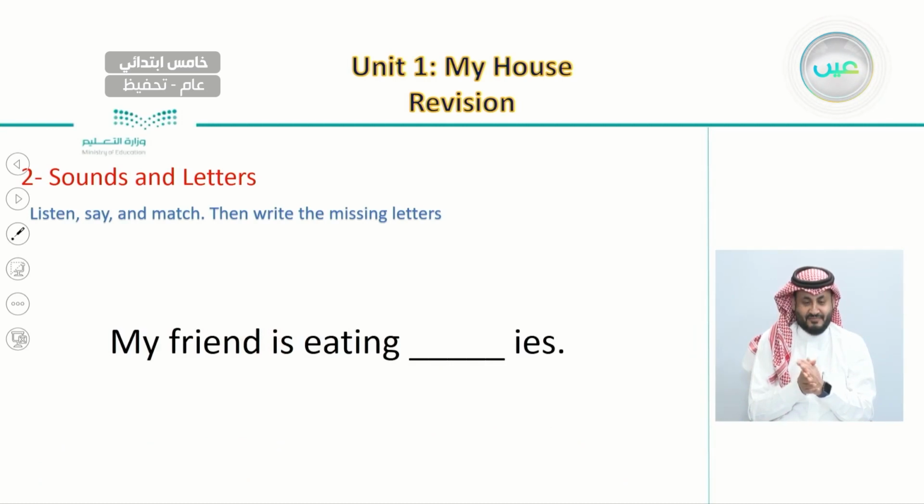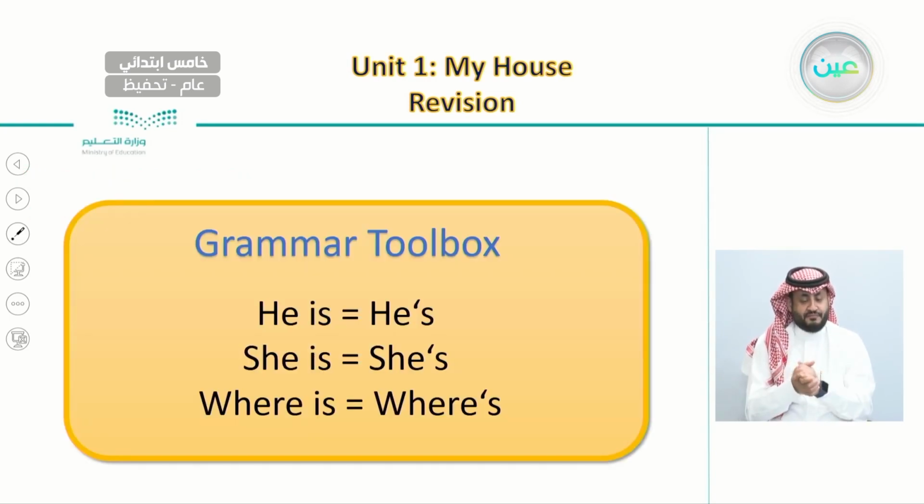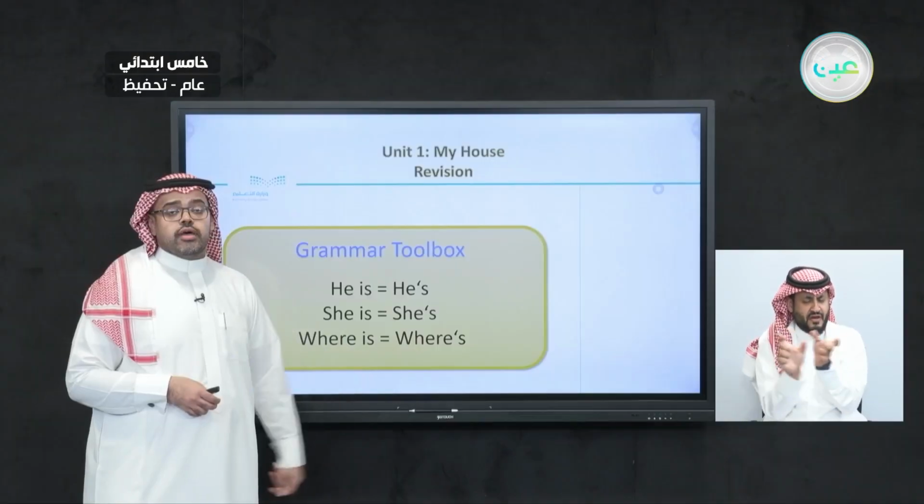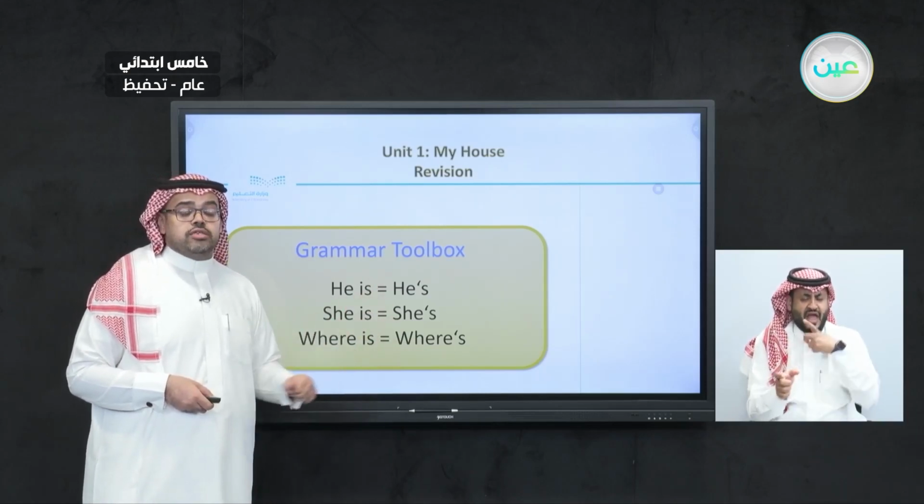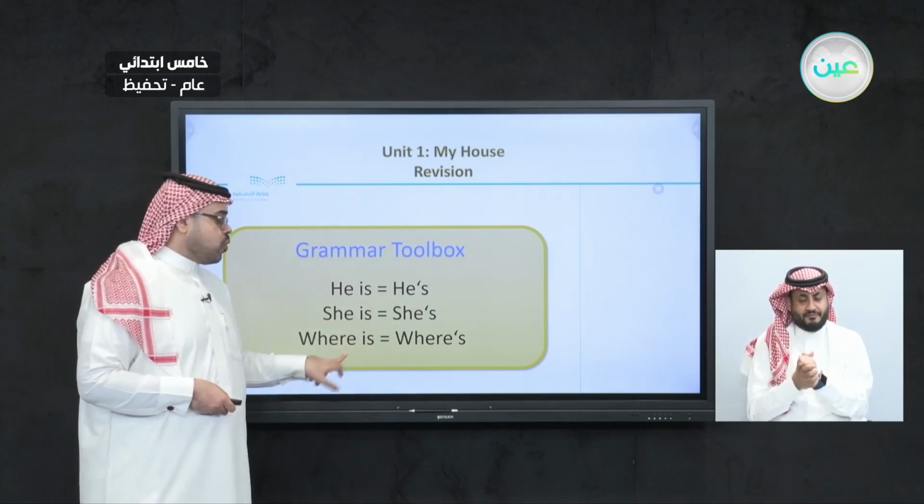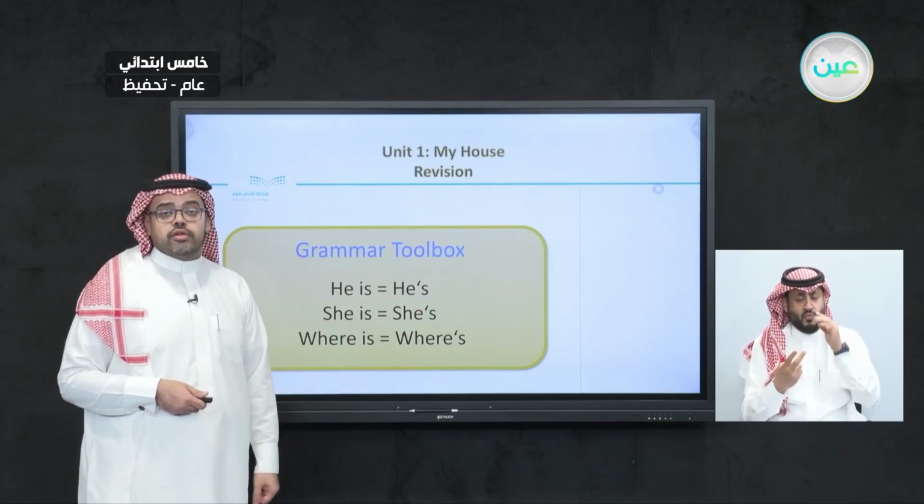And now we're going to learn the last answer we did with this exercise, which is about writing the missing letter of these sentences. And our answer was cookies, that my friend is eating cookies. And after this, in the grammar toolbox, we did learn we can use he is in full form, and we can use it in a short form by saying he's. Like, for example, he is eating, or he's eating, or she is eating, or she's eating, or where is the boy by where's the boy.